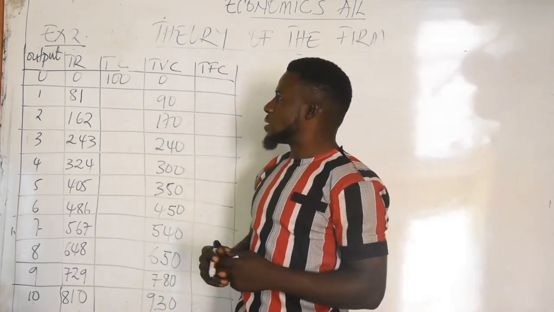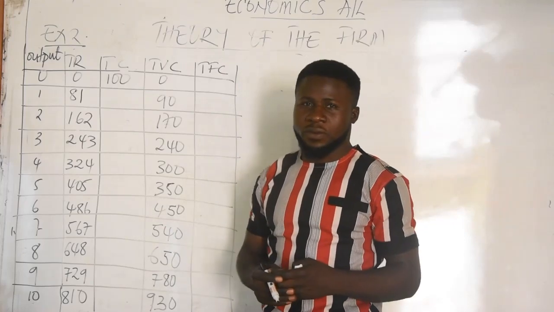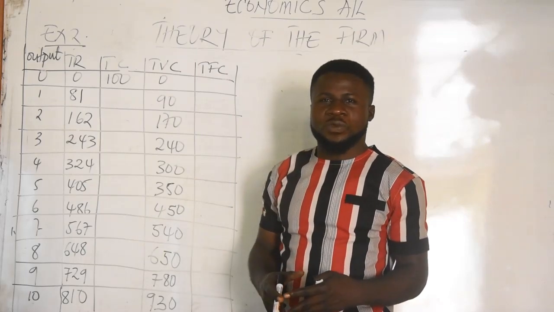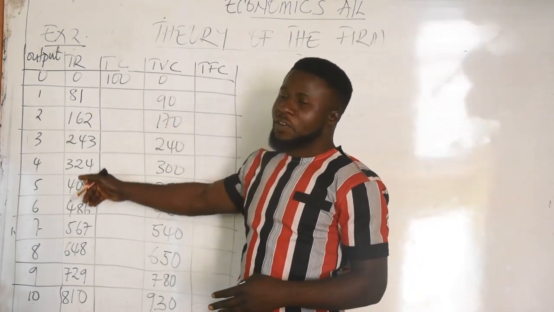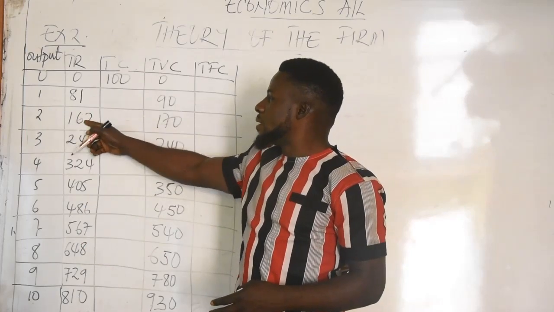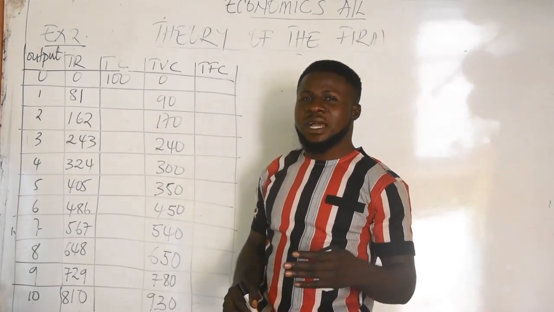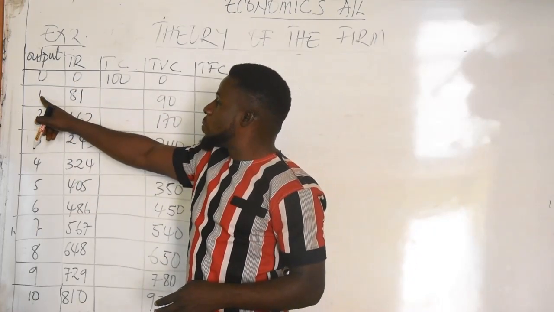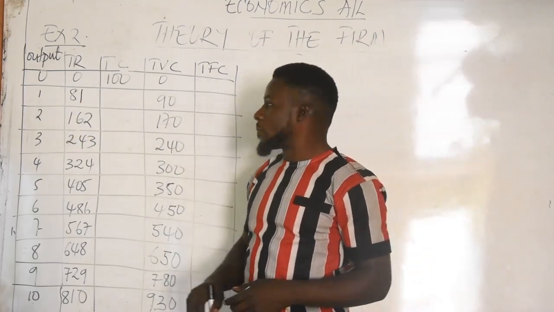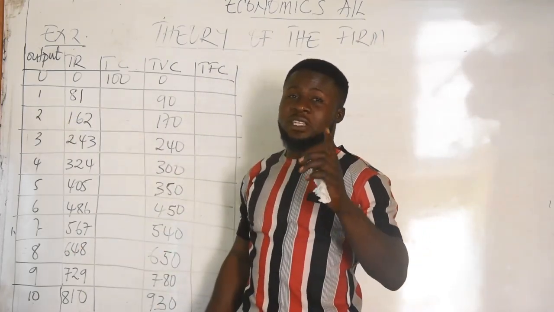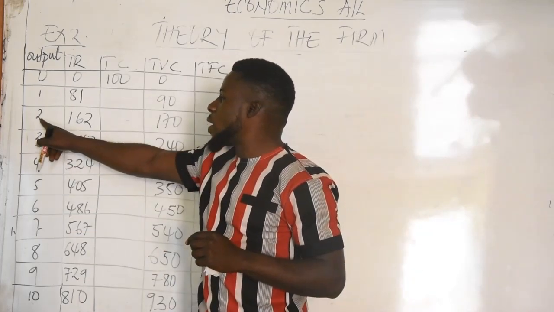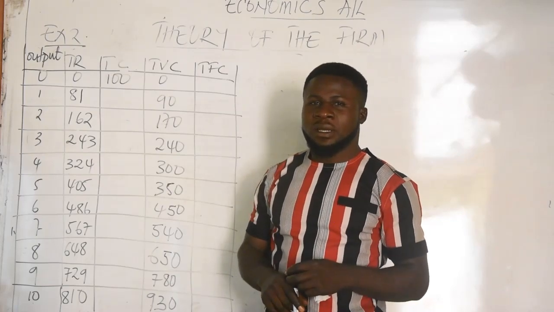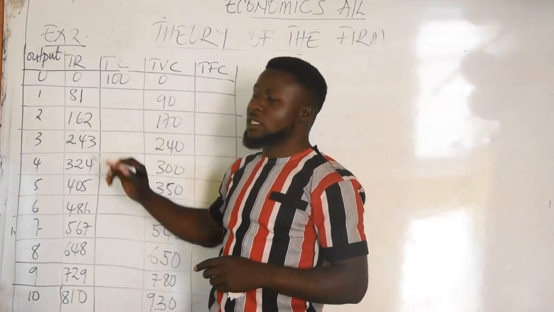But when I look at this table on the board, I don't find average revenue. I don't find marginal revenue. So how will I know under what market structure we are operating? We look at our total revenue and see the rate at which total revenue is changing as output is changing. When output is 0, total revenue is 0. When output is 1, total revenue is 81, meaning that one product is sold at the price of 81 francs. When output is 2, total revenue is 162. And 162 divided by 2 gives me 81.